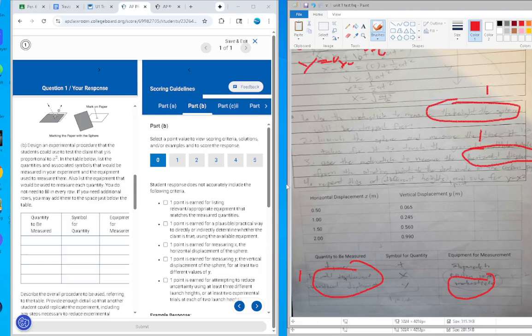And the last point is earned for attempting to reduce the uncertainty using at least 3 different launch heights, or at least 2 experimental trials. So I did say repeat this step at different heights, which means that I tried to reduce the uncertainties. So this would be 1 point. So for this problem I got 5 points because I met all the criteria.